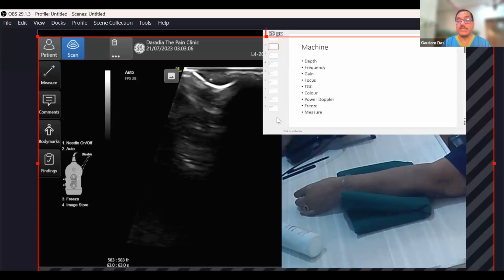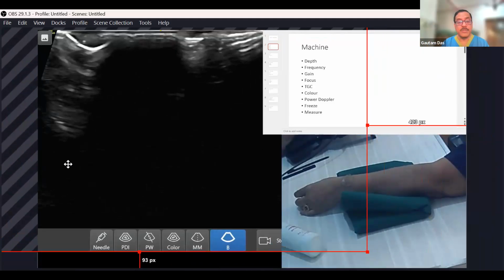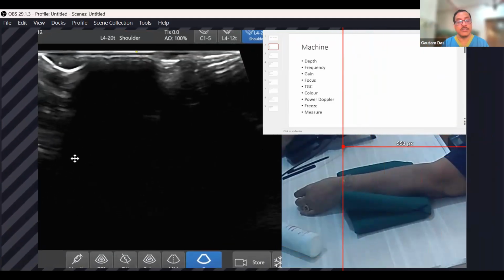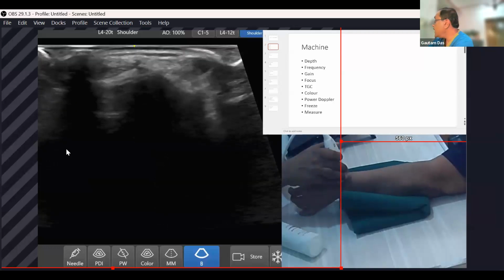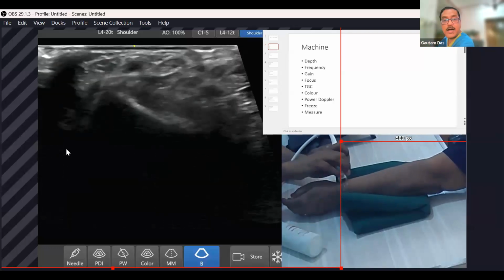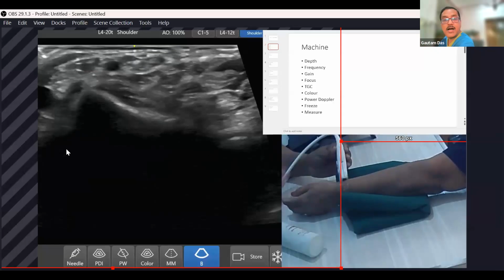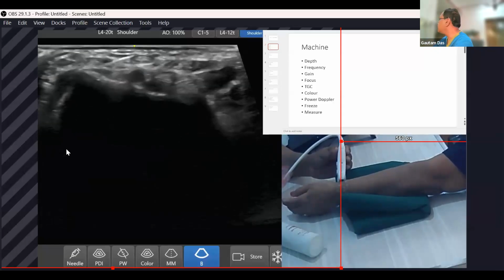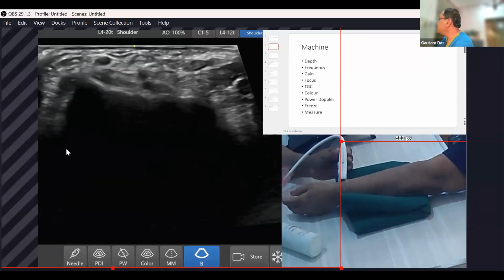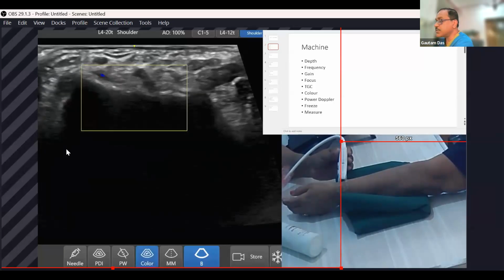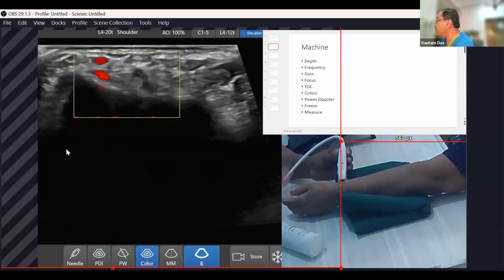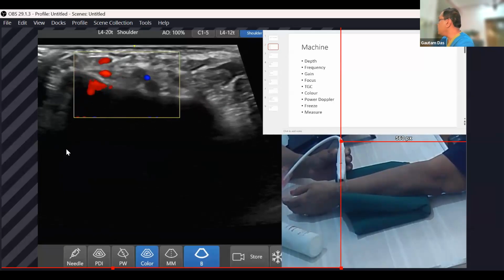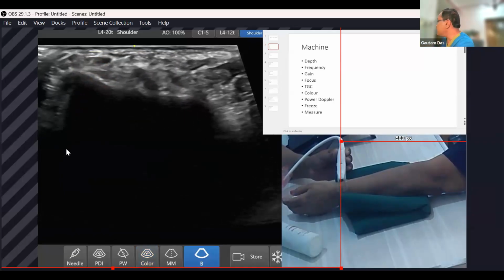So back to the machine. Time gain compensation. Then the color Doppler is one of the things which is very useful for us. Like here, if I am holding it and I'm giving color, you can see the structures which are coming towards your ultrasound probe will look red. Away, it will come as blue.